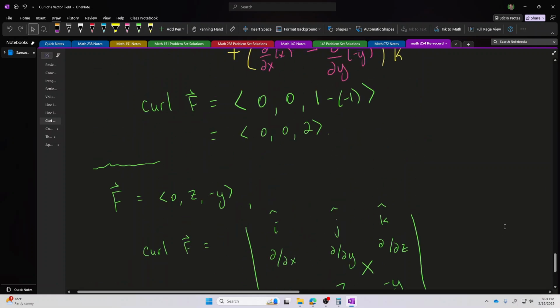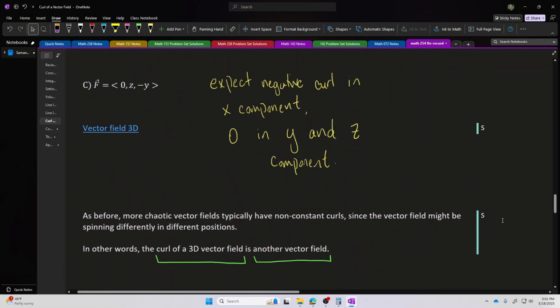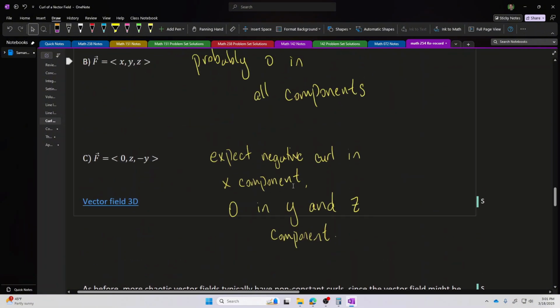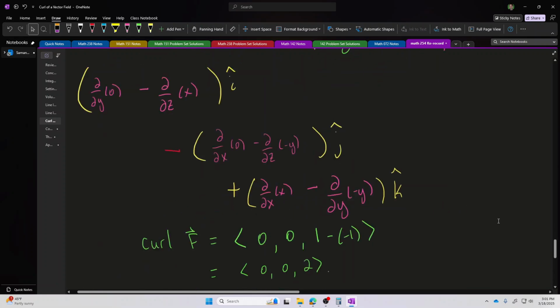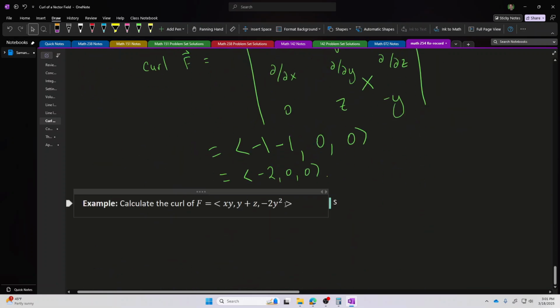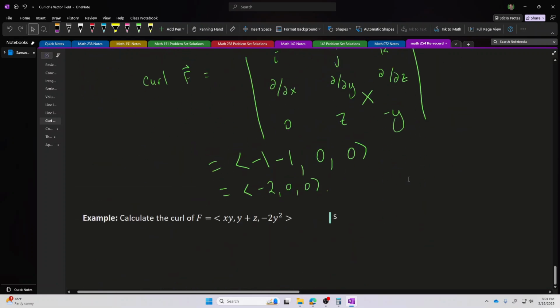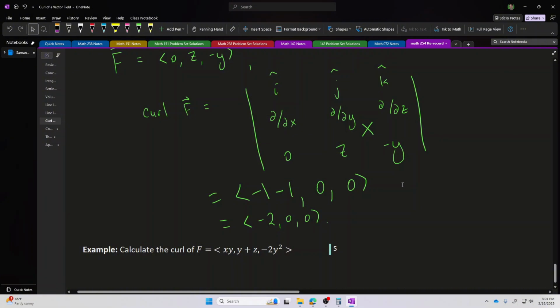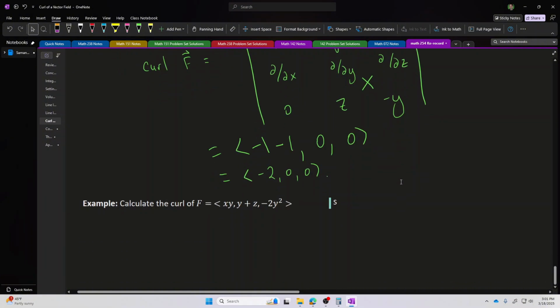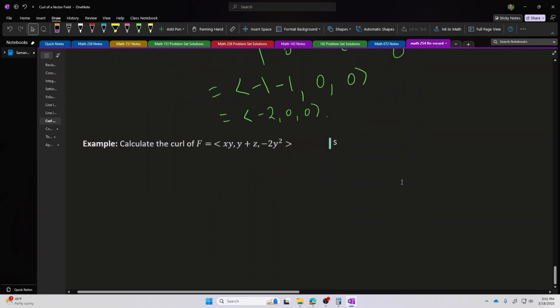And that exactly matches what we predicted graphically, right? The vectors were swirling clockwise around the x-axis, so we expected a negative value in the x component of the curl, and we expected zeros elsewhere because there was no swirling around the other axes. And that's exactly what we have obtained via this formula. So that's how the curl of 3D vector fields is calculated.